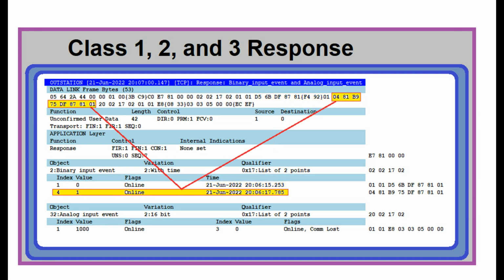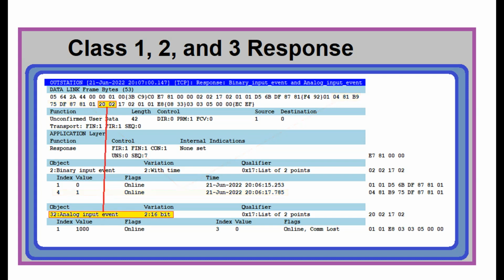The second event starts with 4 and hex 81 for 0.4, a state of 1, and the online flag set. The time is in the 6 octets from B9 to 01. Since we have more application octets, there should be another object header, and there is.